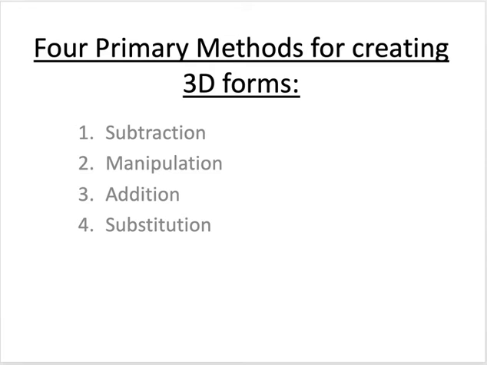And essentially, these are those approaches. One is subtraction, one is manipulation, one is addition, and one is substitution. And I'll show you kind of what I mean by all of that. And there's kind of different terms for these, so I'll try to hit on those other terms. But these are the general genres for how you can create a sculpture.